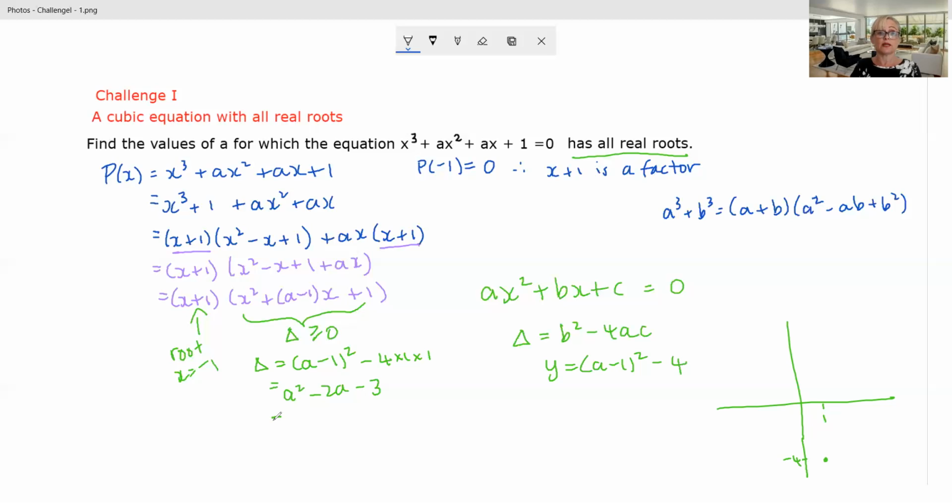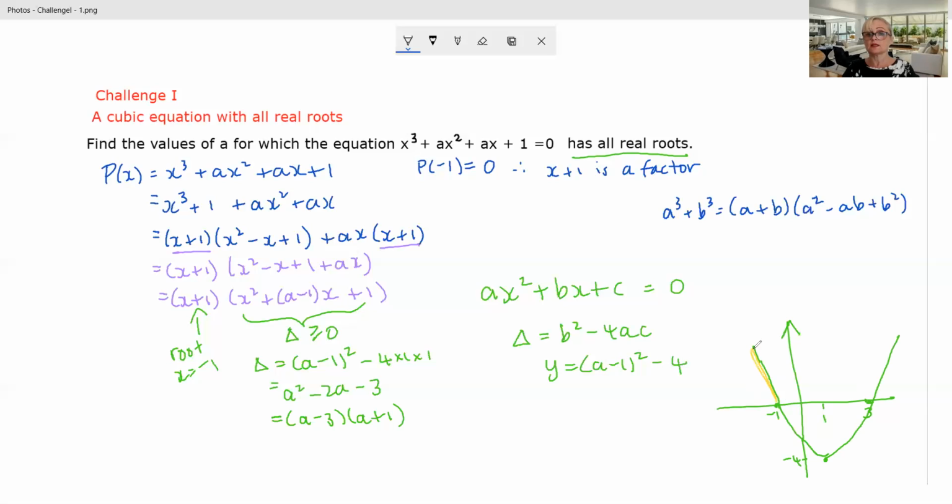Having a look at this, if we factorise this, we get a minus 3, a plus 1. So the a values, if you like, the a intercepts will be 3 and negative 1. So this parabola, if we were graphing y equals a minus 1 all squared minus 4, we're going to get a parabola like this kind of situation. Now, we need to know what a values will ensure that this particular value is at least 0, 0 or above. Having a look at our graph, it's pretty easy to see.